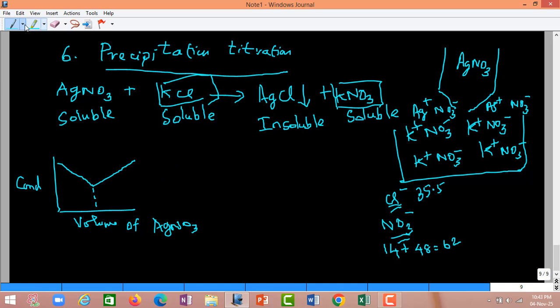Now we will mark the various regions. First, the conductance decreases due to replacement of fast Cl minus by slow NO3 minus. That is what you find here. Cl minus replaced by NO3 minus. Beyond the end point, the conductance increases because of the presence of excess silver nitrate, which is a strong electrolyte which undergoes complete dissociation, and so the number of ions increases.